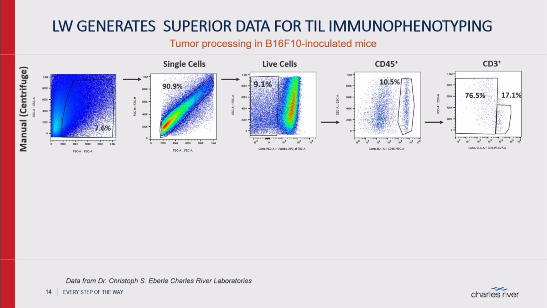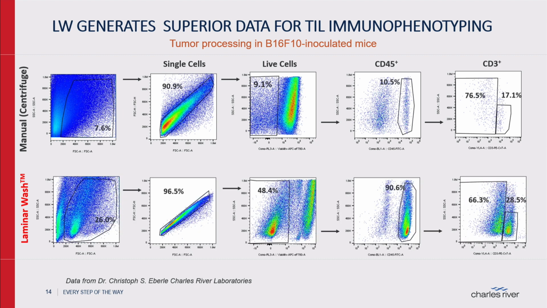of CD3 positive cells. This is in contrast to the Laminar Wash system here at the bottom, where you can see there is much less debris in the sample using this type of washing technology. We get a very nice separation of our lymphocyte population where we can draw a nice accurate gate around these. And we've gone from about 7 to 8% in this gating population to about 26%. We also have a cleaner singlet population, and basically look at what this translated into.